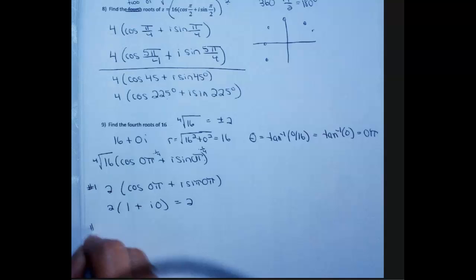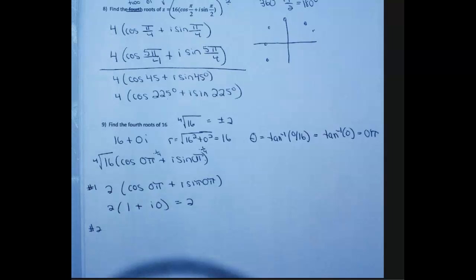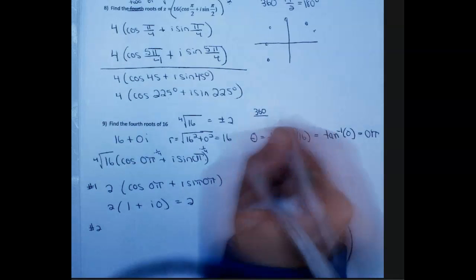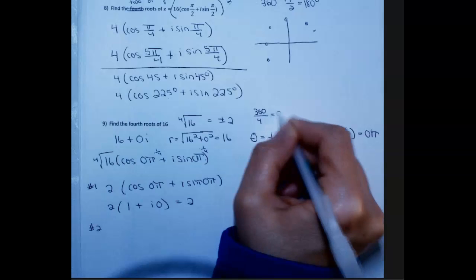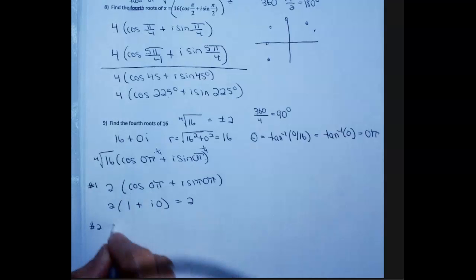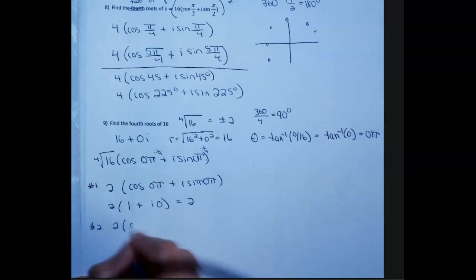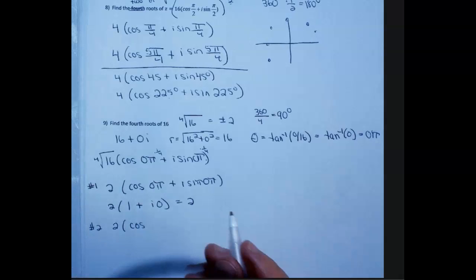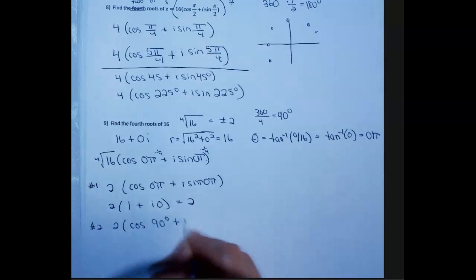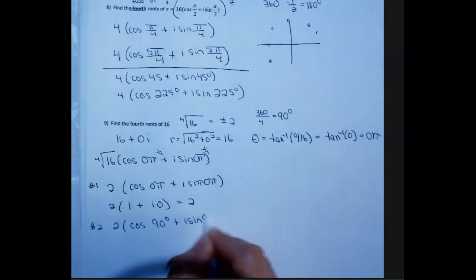Now we've got to go on to the second one. So think about, how did we get those next roots? We took 360 and we divided it by the number of roots which we were looking for, which in this case is 4. So that means I would travel 90 degrees, adding on to the 0 pi to get to my next root. So we would have 2 cosine, and let's go ahead and change it to degrees to make it easier. That would be 90 degrees plus I sine of 90 degrees.